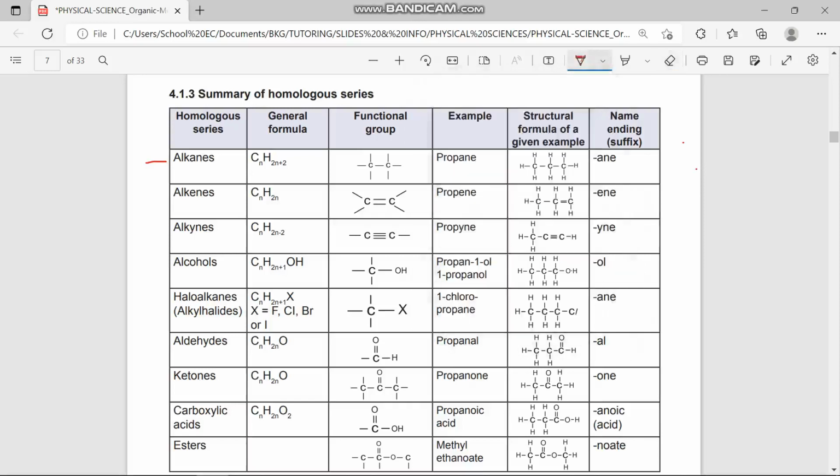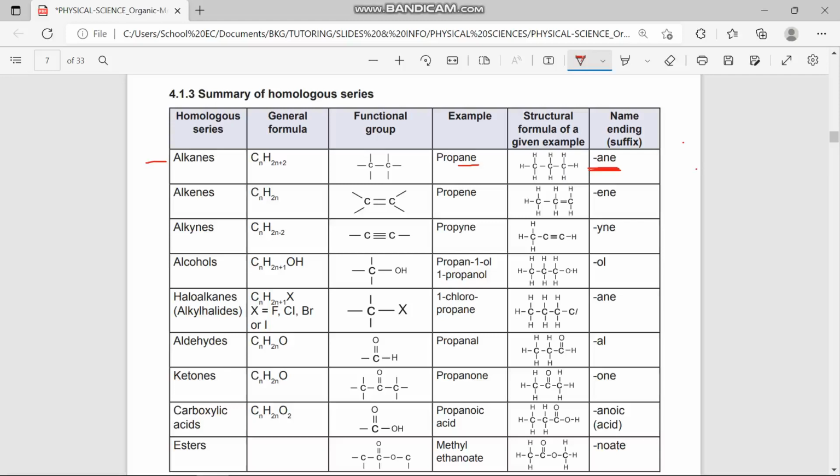So we're going to learn more in upcoming videos about the structural formulas of these compounds under each and every homologous series. We also have the ending, which is the suffix. All of the compounds under alkanes end with "ane". For example, propane, butane, ethane, methane, hexane, heptane.